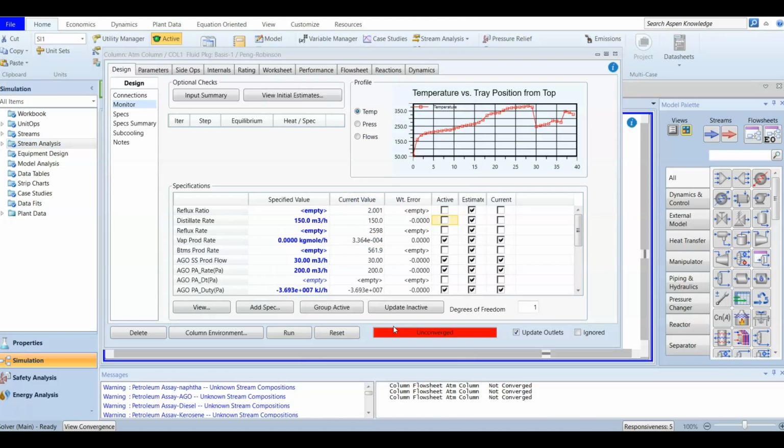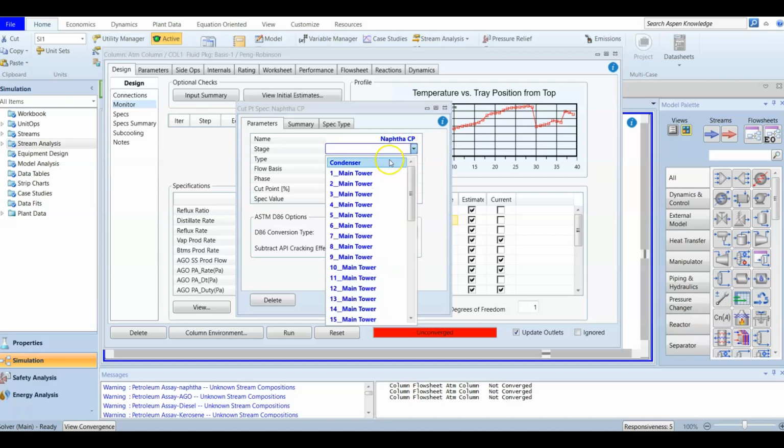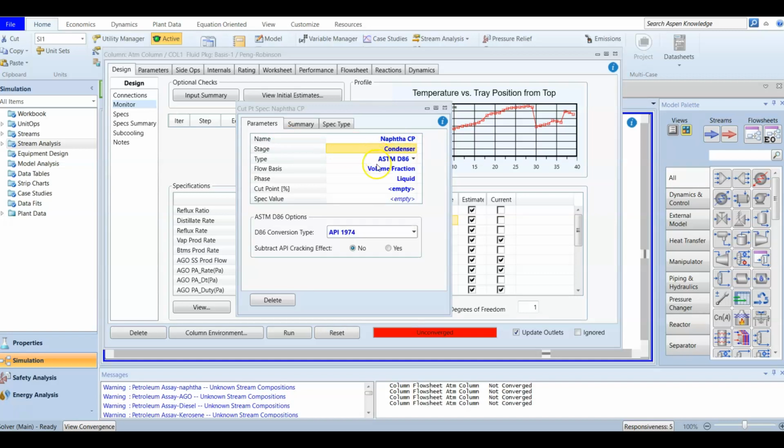Okay, we agree that we are talking about the cut point. After adding it, we will have this page open, and this cut point is related to the naphtha cut point, and the naphtha is removed from the condenser. So the stage is the condenser, and we are using ASTM D86 most of the time, and we have a volume fraction in the liquid phase, and we have the spec of 95%. So this one is for 95%, and we have a spec as a temperature equal to 215 degrees Celsius. Okay, we will not change anything here.